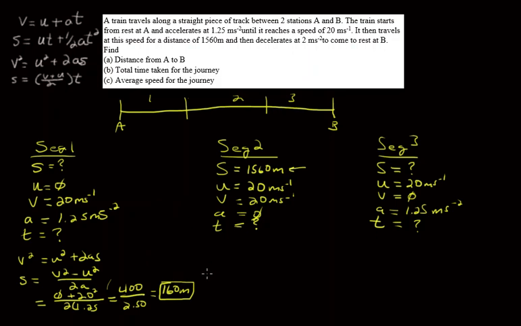All right, so that is segment 1. What we're trying to find is the total distance. And so that's segment 1 plus segment 2 plus segment 3. Fortunately for segment 2, we have the answer already. So for segment 3, guess what? We've got the same numbers that we had for this one. So S is going to equal V squared minus U squared over 2A.